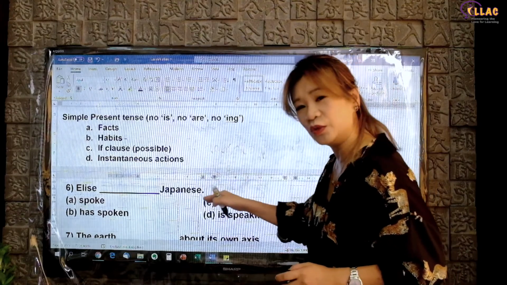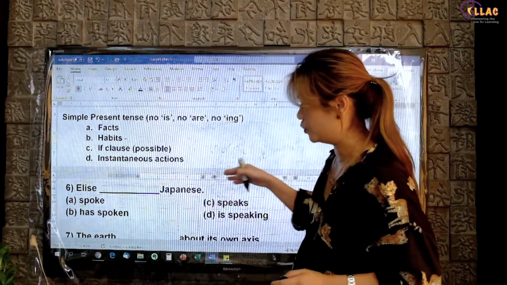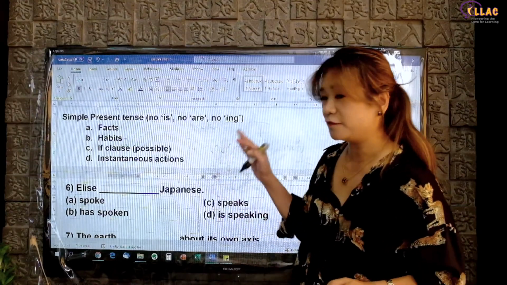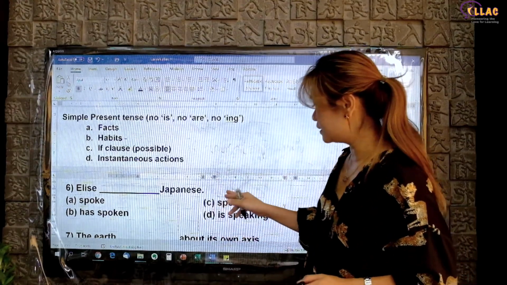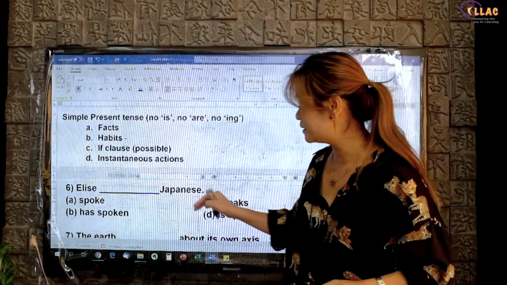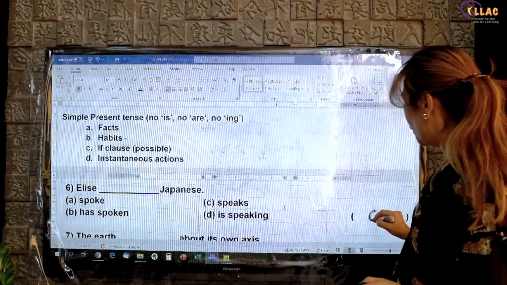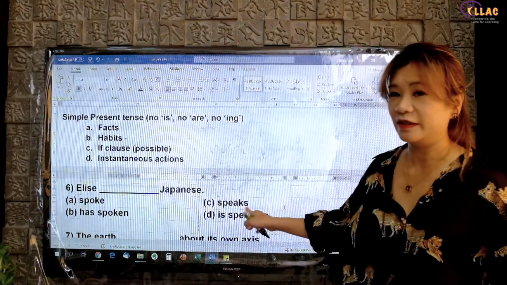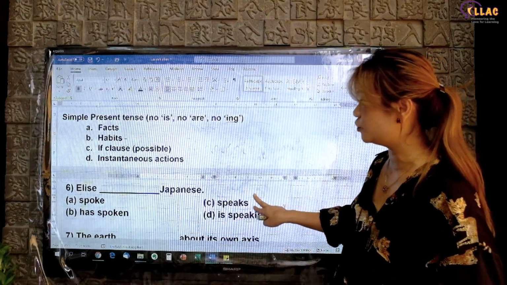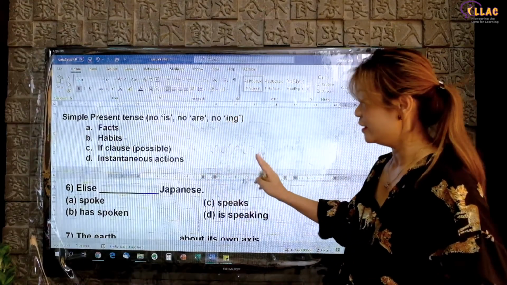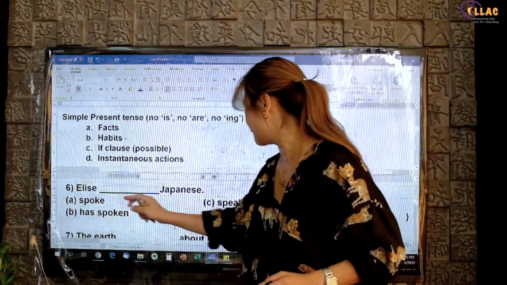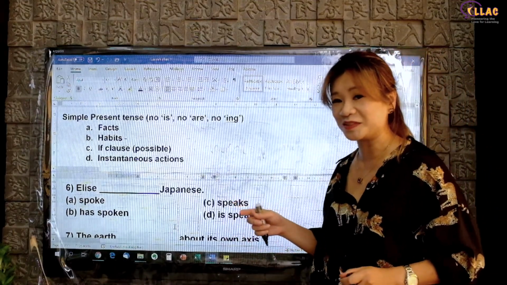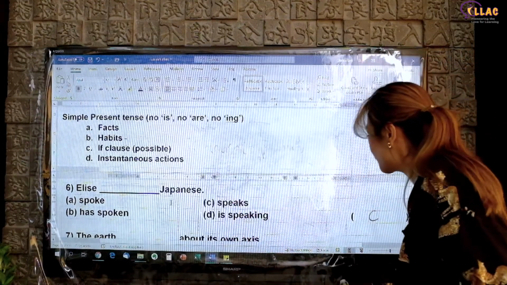So there is no reason for me, there's no other clues in this sentence to suggest that it could be a present perfect or a present continuous. But if I apply it as a fact, this answer is quite direct. Elise speaks Japanese. Elise, one person, singular subject, singular verb has got an S behind. Okay, so we are assuming this to be a factual sentence. If you want to know how to use present perfect tense and present continuous tense, look into my other YouTube videos. Let's move on to the next question.